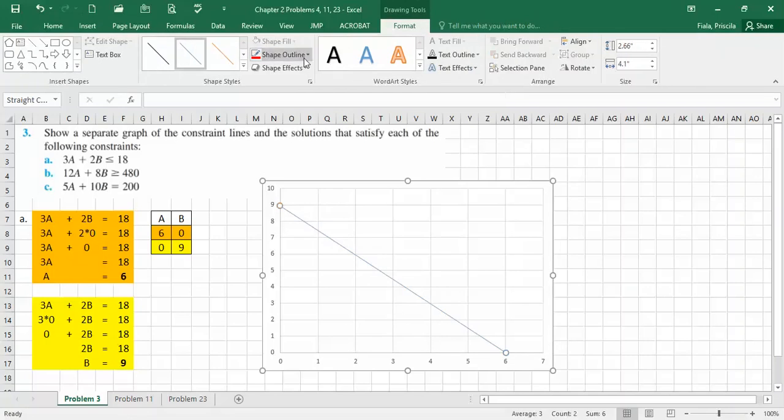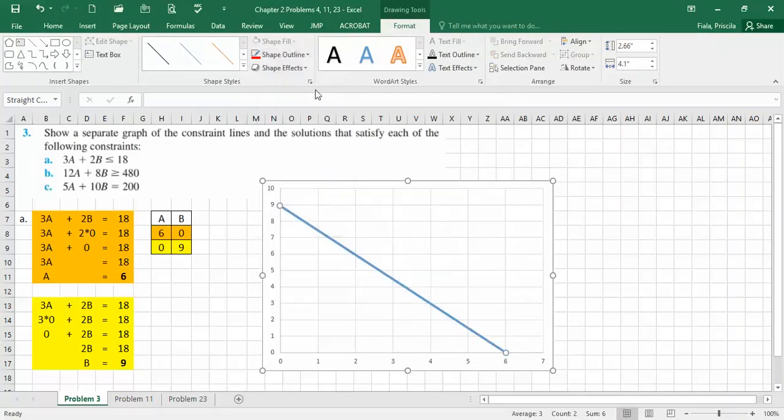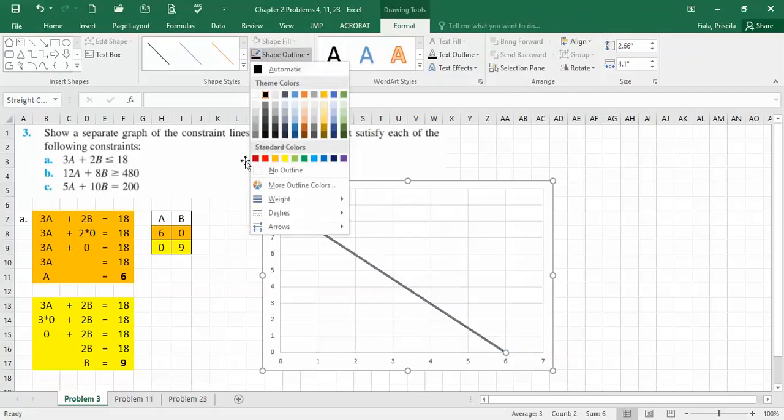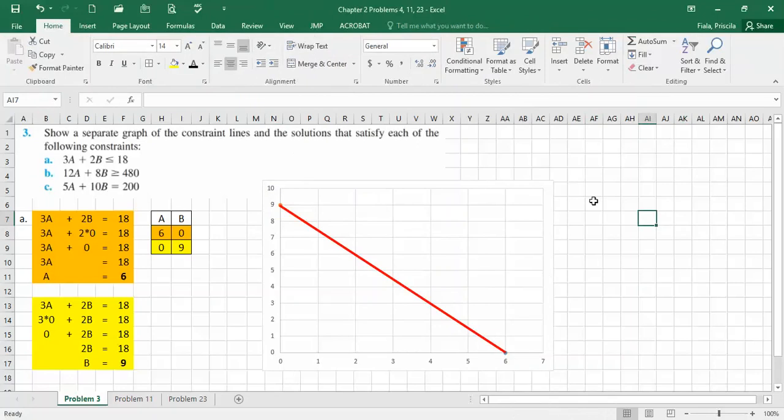You could go ahead and, as I have previously shown you, make this thicker. You can change the color. It really doesn't matter. Whatever you find appropriate. Okay. So there's my line. So we know right here, if you actually stop the mouse, you're gonna see that this is my point where when B is 0, A is 6, right here, when A is 0, B is 9.